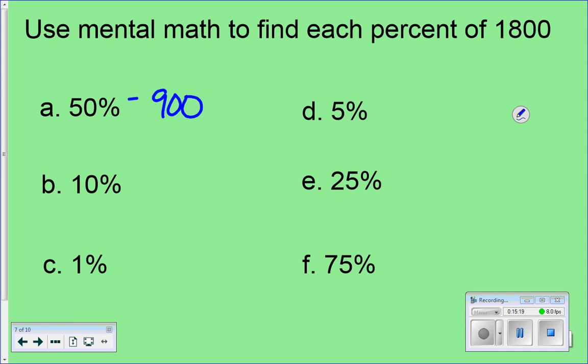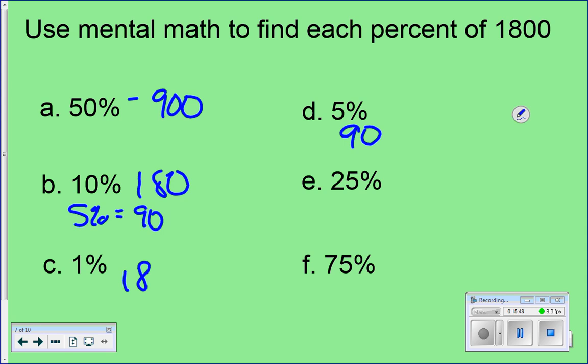10% is obviously going to be 180. What's 1%? Yep. 5%. Somebody tell me how I can figure 5% out. Divide 180 by 2, because if I divide 10% by 2, that gives me 5%. So 90, right? What about 25%? What can I do for this one?